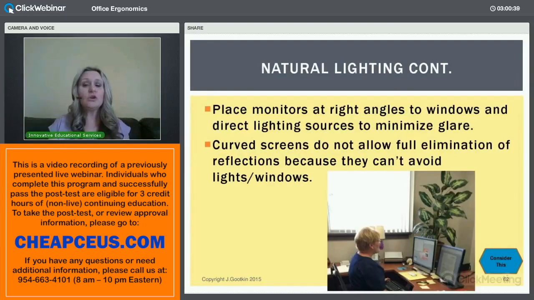Looking at where to place a monitor, if we look at this individual, she has this huge window that gets a lot of exposure. So her monitors are going to be placed perpendicular to those windows in order to minimize the glare. They're at a right angle so that the sun isn't beating from behind or right in on her eyes. That'll help control the glare for her.